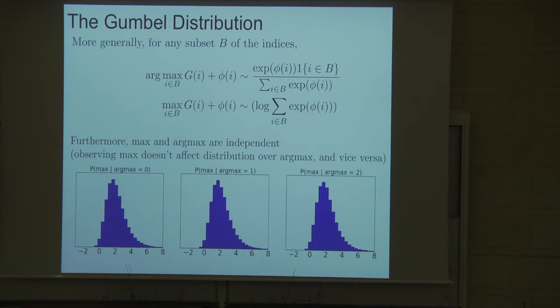So I could say, okay, first I'm going to choose the argmax according to a softmax distribution, and then I'm going to choose the max as a Gumbel with location equal to the log sum exp of the quantities that went into it, and these don't have to communicate. So this is just a plot to show you. For example, I simulated three different phi values and asked: what's the probability of the value of the max given that the argmax was equal to 0, given that the argmax was equal to 1, given that the argmax was equal to 2? The location parameters were different, but the distribution over the max, given which one you chose to be the argmax, does not change.